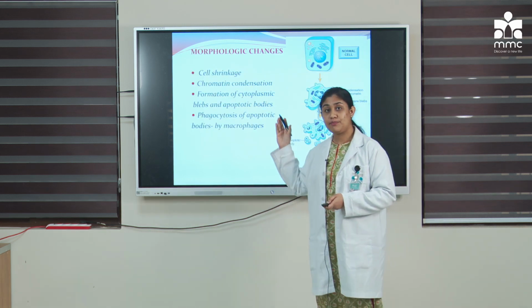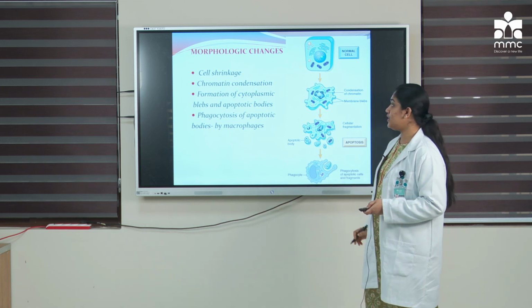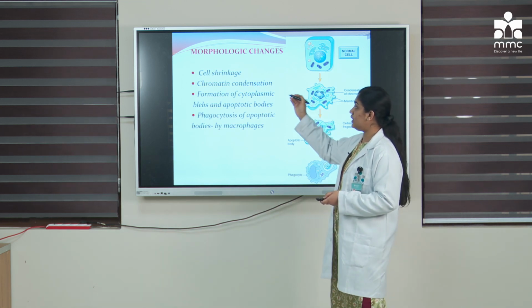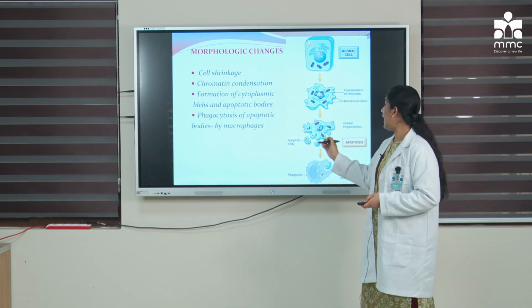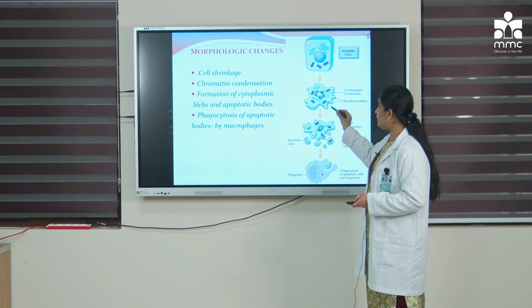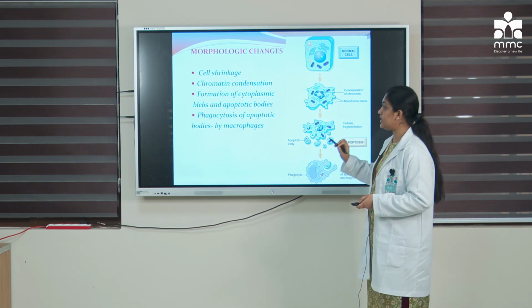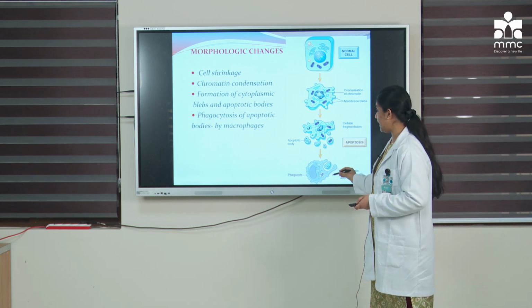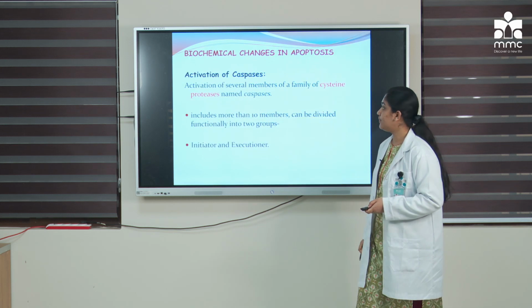So let us see what are the morphological changes we can see during apoptosis. First, the cell will undergo cell shrinkage and the chromatin will undergo condensation. There will be formation of cytoplasmic blebs and apoptotic bodies, and phagocytosis of the apoptotic bodies by the macrophages.